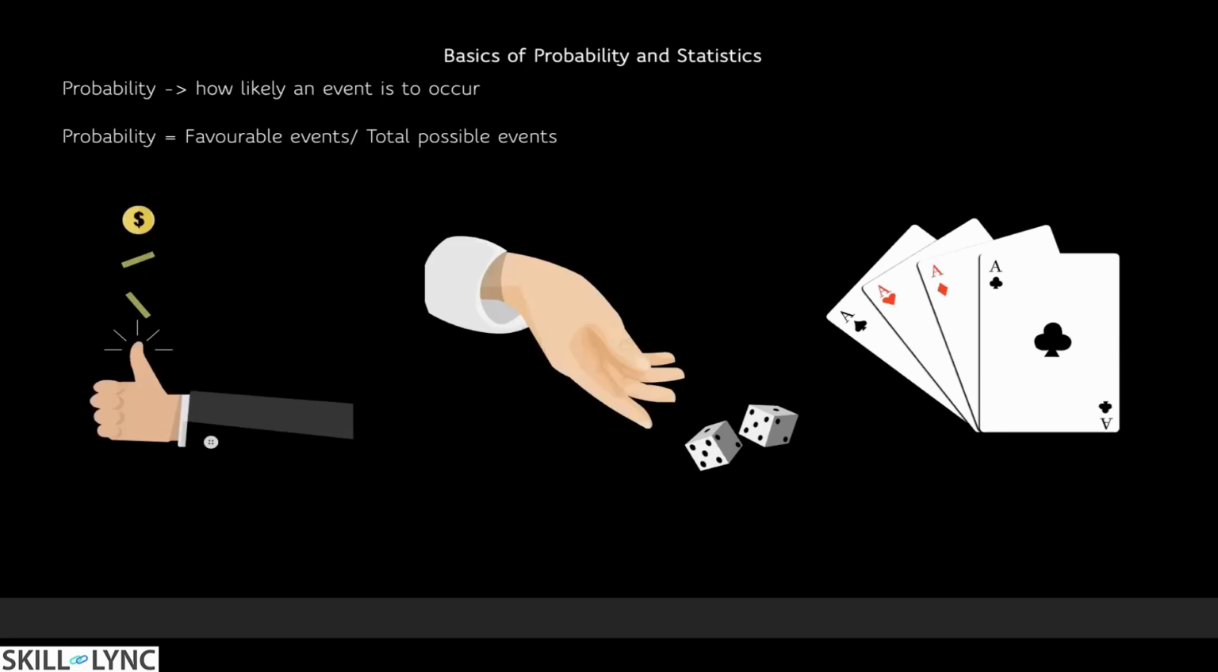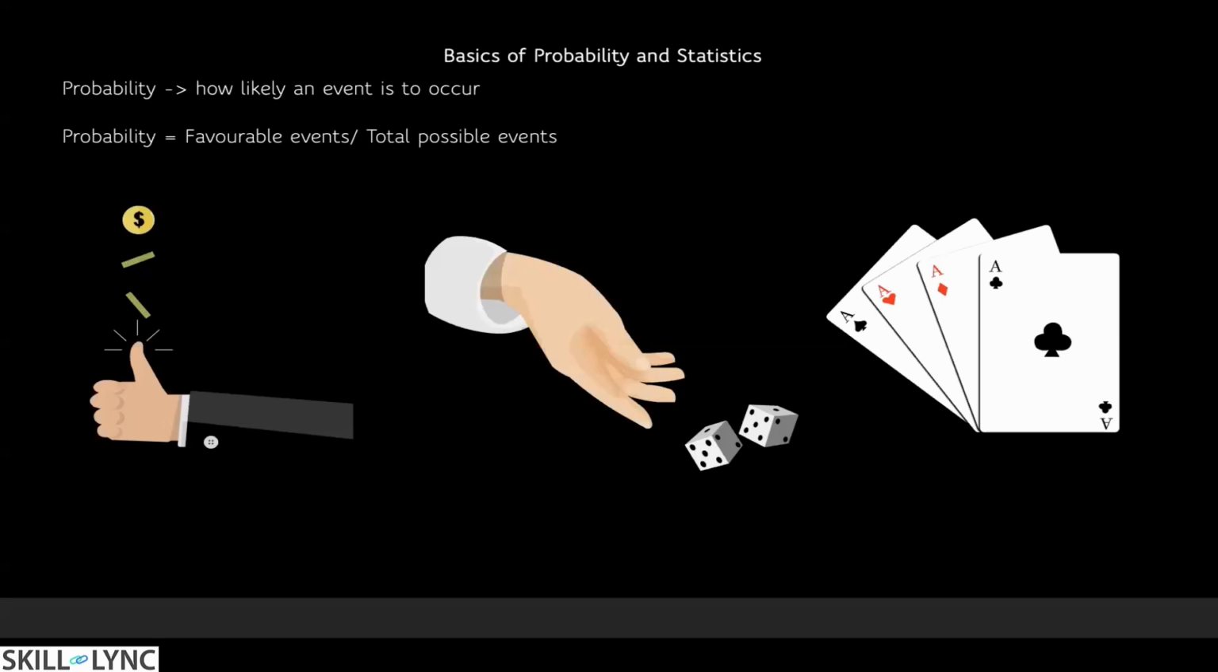So it's simple. In the first example, I have one coin. What is the probability of getting heads? So by looking at the formula, what was the favorable event? Getting head. Now, total possible events. What are the total possible events we have? 2, right? Head and tail. What was the favorable event? It was head, which was 1, right? So the answer is 1 by 2, which is quite simple.